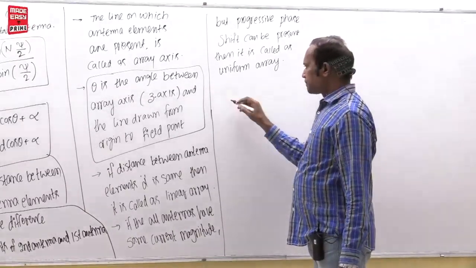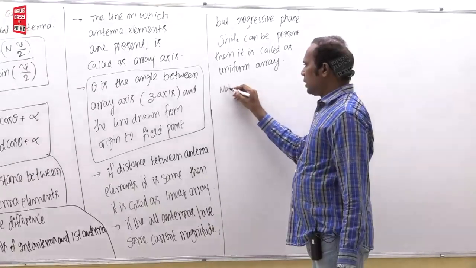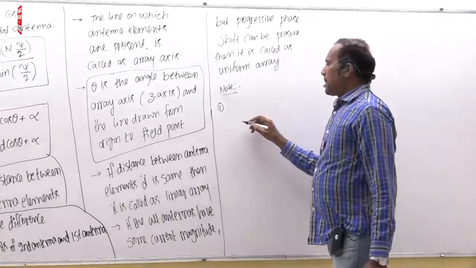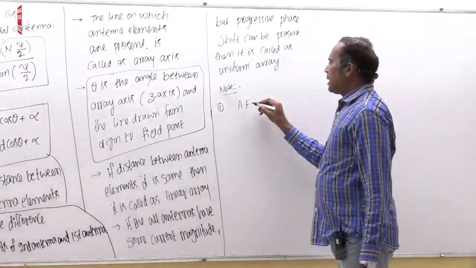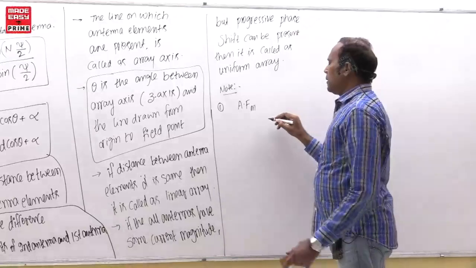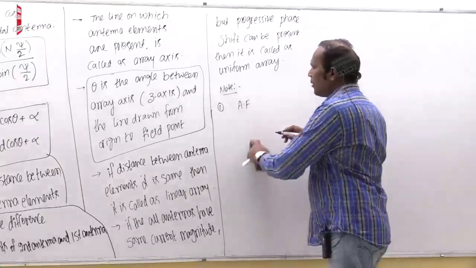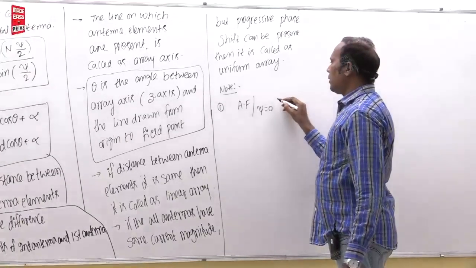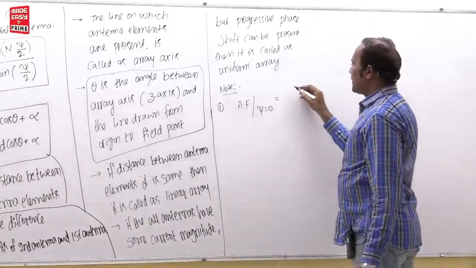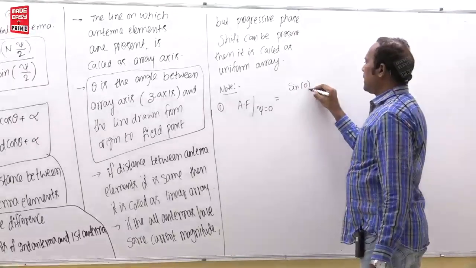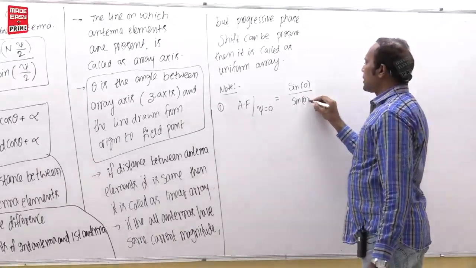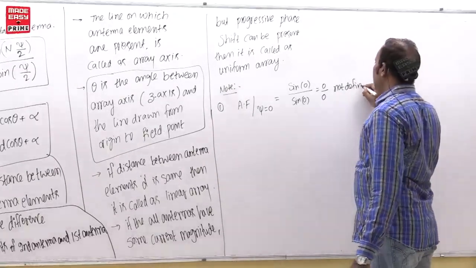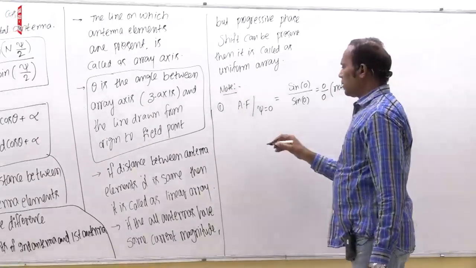Dear students, here first one, I am writing note. First one, students, array factor already you have remembered. We will find like this. Array factor, when we will put psi 0, then what will happen? Let us see. Sin 0 divided by sin 0, that is actually not defined. So it is not defined. That means you have to go to L'Hospital rule.